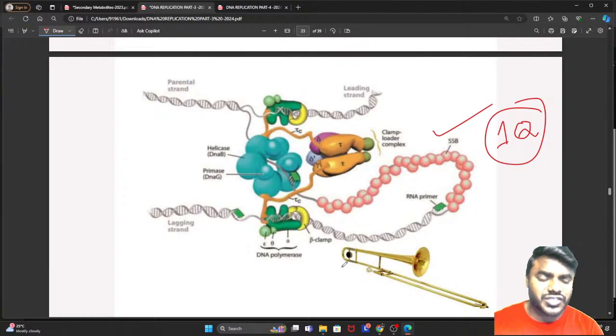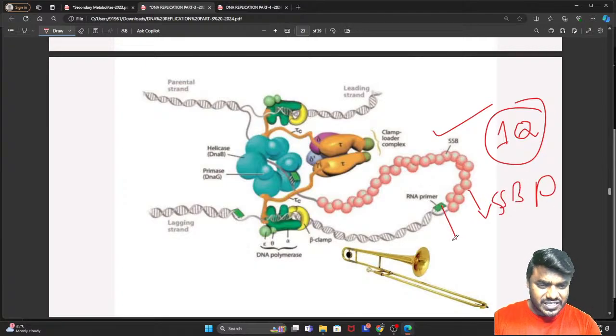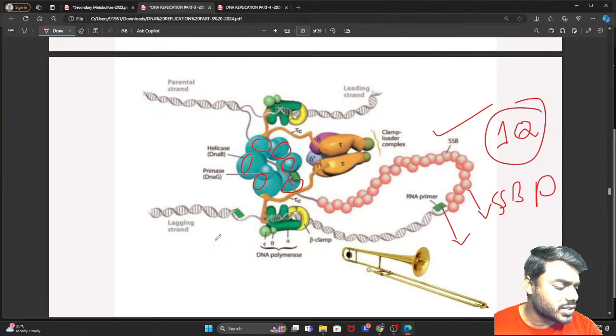First observe this picture. This is the picture actually showing where every enzyme is associated with the DNA. You can see that these are all what? Single stranded binding proteins. This is the RNA primer. Can you see that? Very important one. Hexameric helicase, which is having 6 subunits. See, helicase is so big enzyme. And what is the most important every student has to remember?